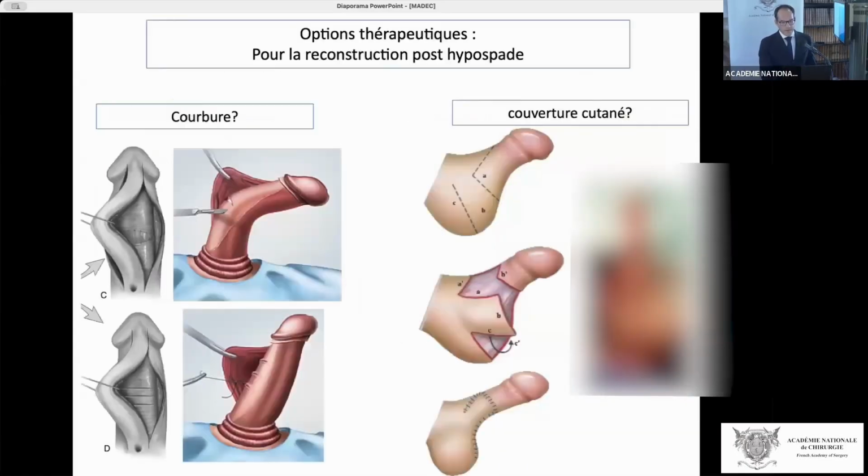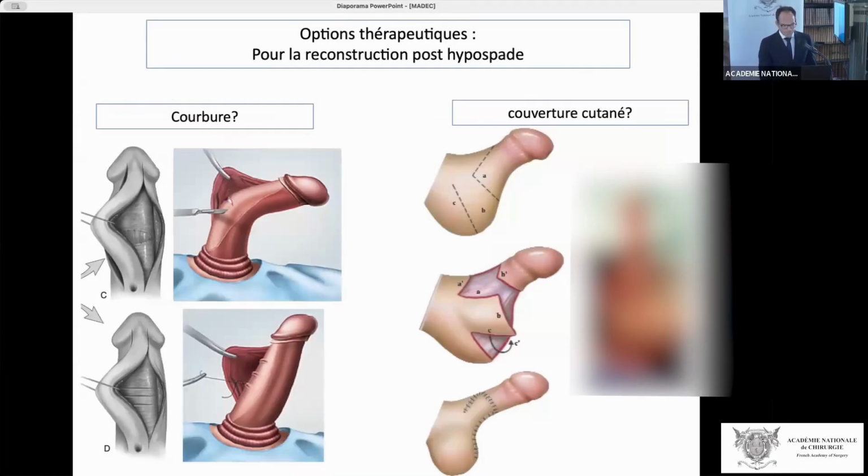So for urethroplasty as well, we can do either two-stage procedures or enlargements depending on the situation. And there's the curvature to manage. Curvature is managed in two ways. Either we classically do a Nesbit, so that won't impact the urethral surgeries because it will be performed on the opposite side of the urethral surgery.